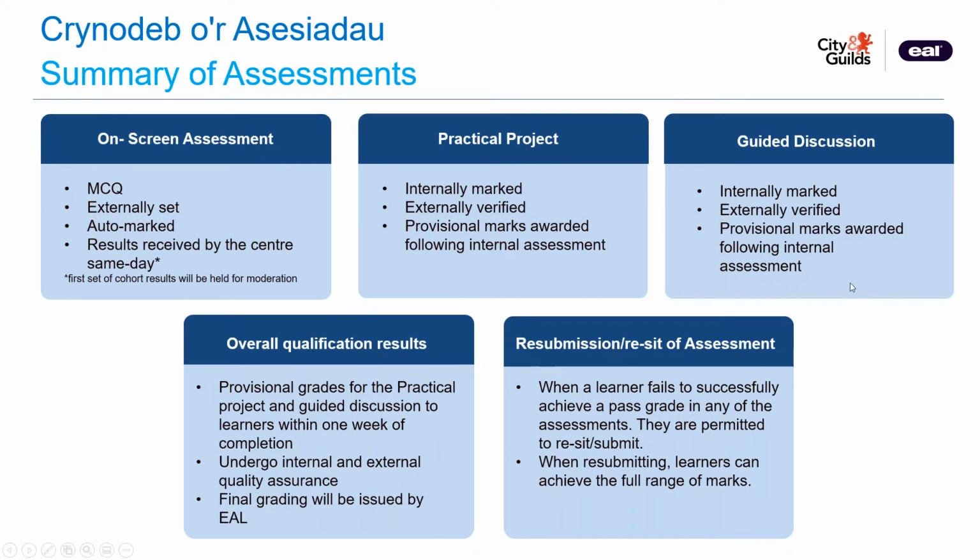Externally verified, provisional marks awarded following internal assessment and internal verification of assessment. Overall qualification results then: provisional grades for the practical project and guided discussion go to the learners within 1 week of completion, which is what we're committing to. They then undergo internal and external quality assurance, and final grading will be issued by EAL.